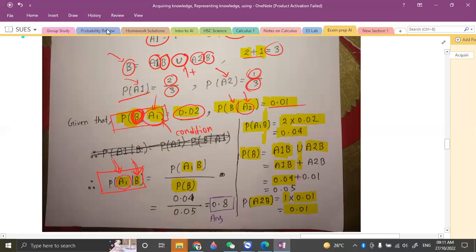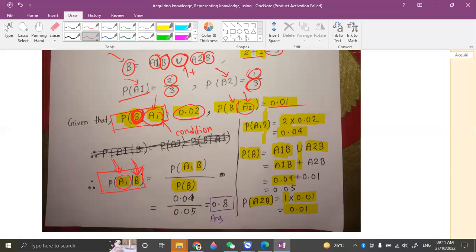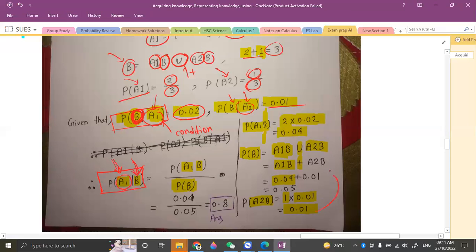So if I substitute the value here, I substitute the value, okay? And then here I substitute the value. So I got the answer, probability of B, that is 0.05. So 0.04 divided by 0.05, that is 0.8.